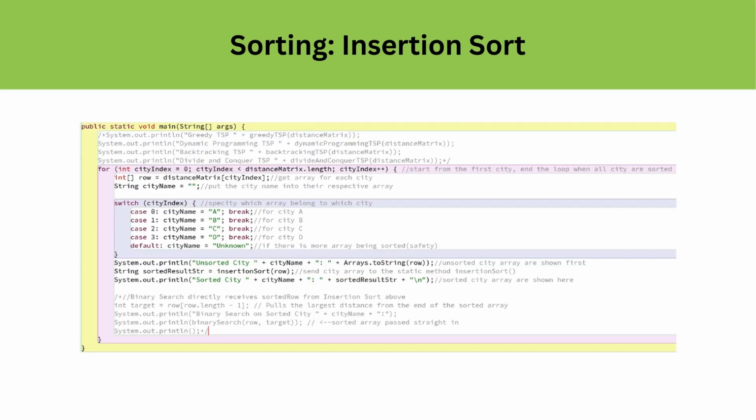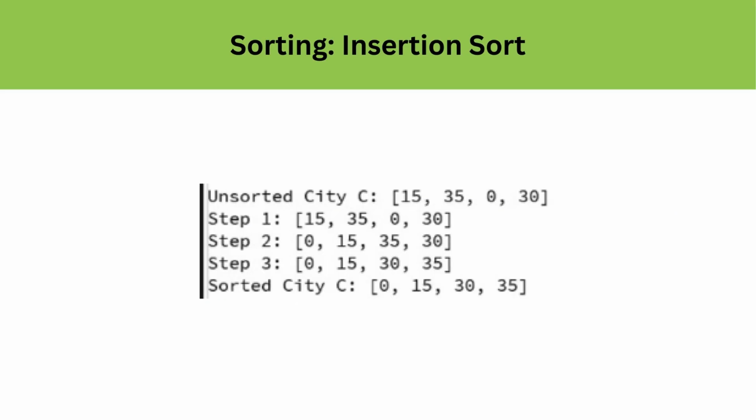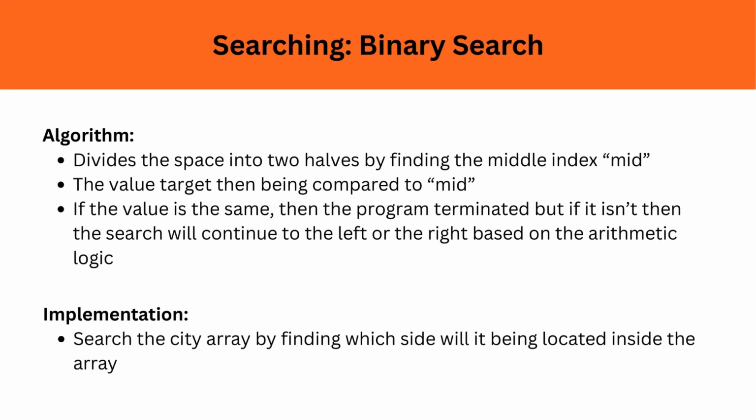For the main method, we will send the city array to the static method so that it will be sorted. So the answer that we will get is like the example of unsorted city C, and we will get the sorted city C.